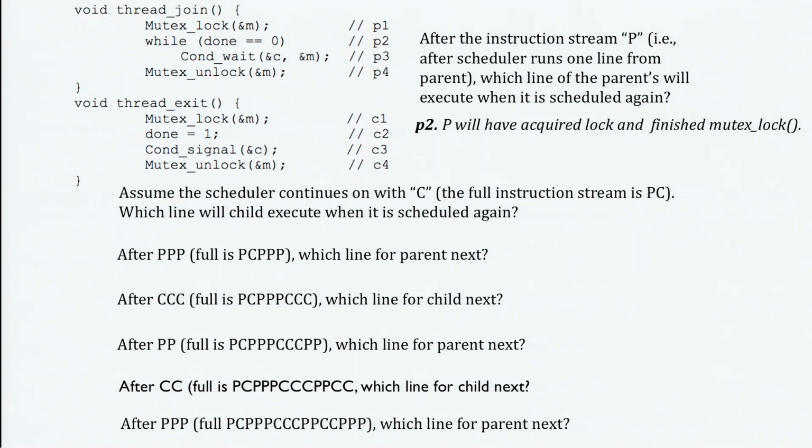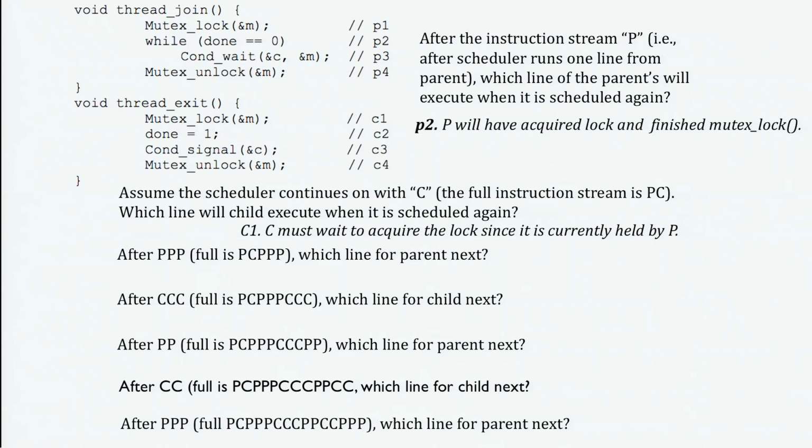OK, so now I want to say assume the scheduler continues on and switches over to the child. So we've now executed 1 timer tick for P, 1 timer tick for C. Now which line will the child execute when it gets scheduled again? So if it gets another timer tick in the future, where will it still be running? It'll still be in C1 because it can't grab that mutex.